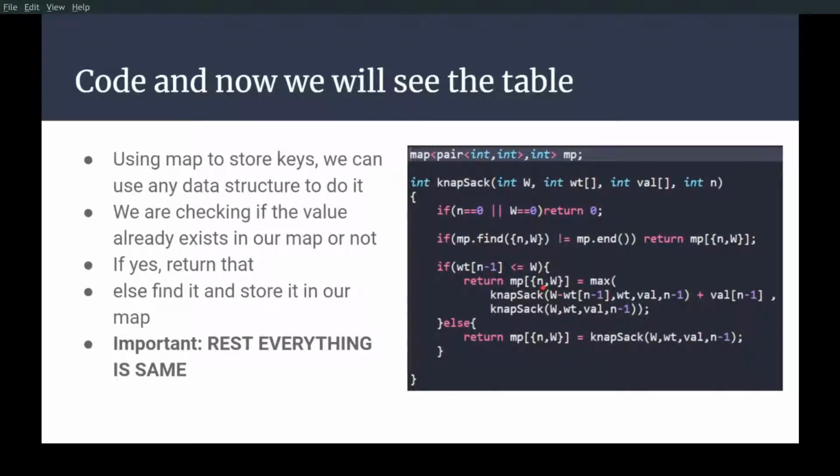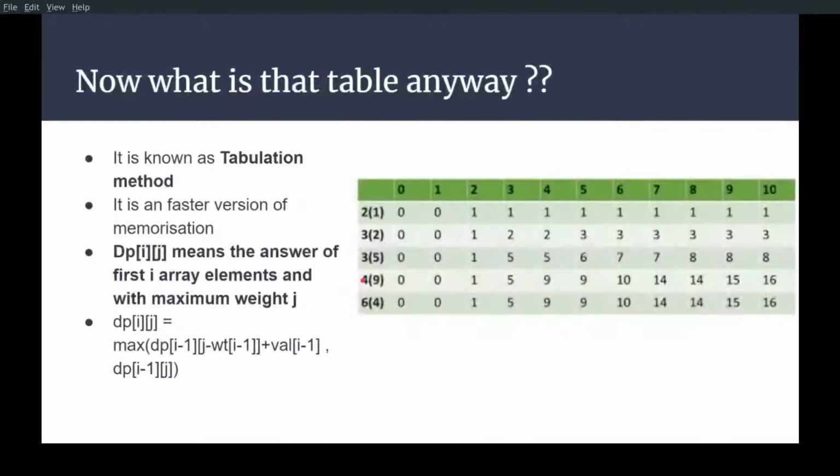Just see that I have n, I have w. I'm just saving them, and in case in the future I again encounter a similar thing, I will simply return it directly. I don't have to calculate that tree again. So just note it for some time and practice a few other problems which I have written in the PPT, and then you will be able to understand it.